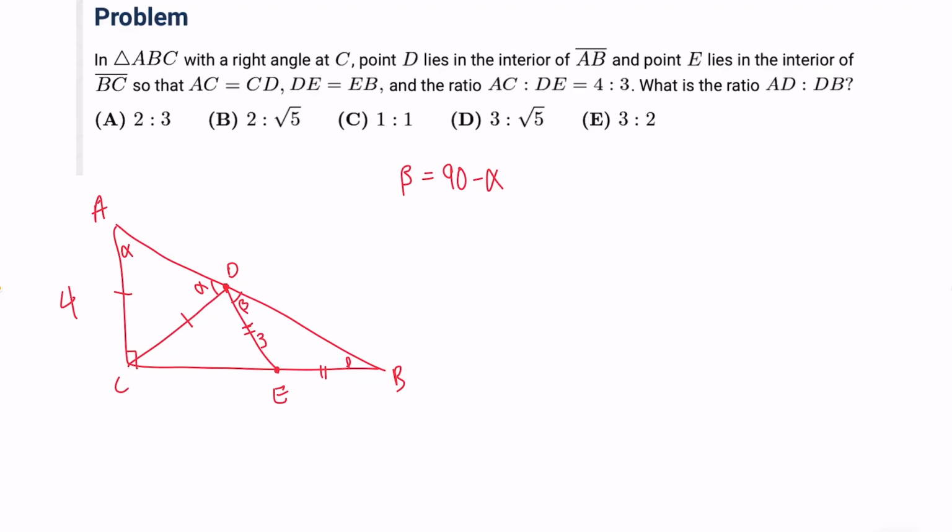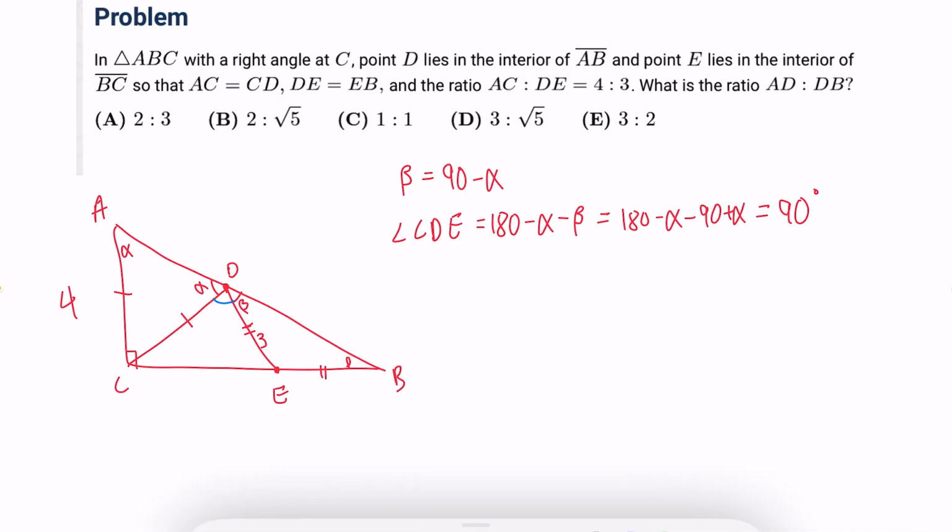Well, that means that angle CDE, so this angle right here, is equal to 180 minus alpha minus beta, which is equal to 180 minus alpha minus 90 plus alpha, which is just equal to 90 degrees.